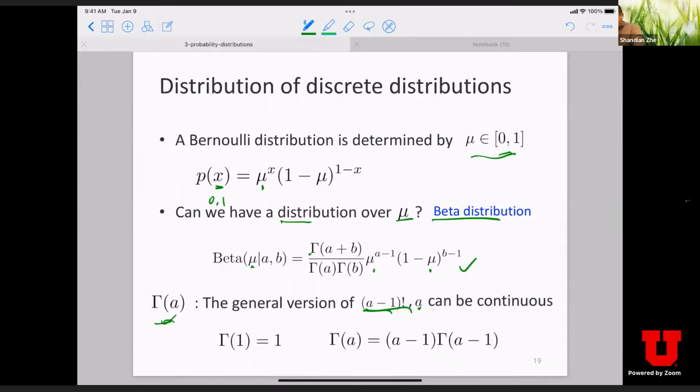There are some nice properties of this gamma function: gamma 1 equals 1, and gamma A equals A minus 1 times gamma A minus 1. But we don't need to really understand the details of the gamma function. Just be aware that there's a gamma function in the density of the beta distribution, and use it by default.